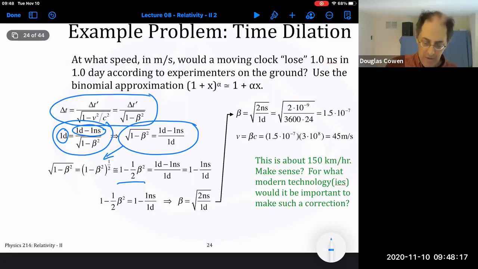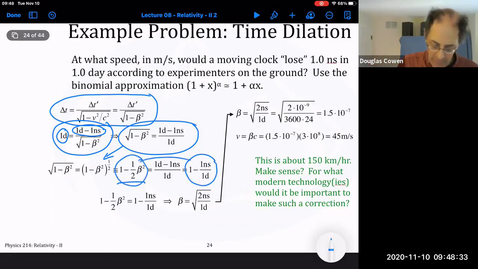As you can see, if we set it equal to the thing on the other side of the equation and just rewrite what's on the other side as 1 minus 1 nanosecond over 1 day. So now if you look at these two expressions, you can see that the approximation that β² was small is a very good one, because β² is roughly going to be equal to 1 nanosecond over 1 day, which is a tiny quantity.